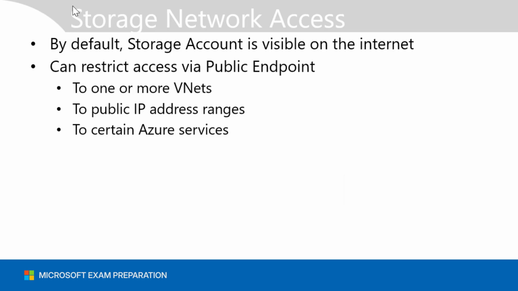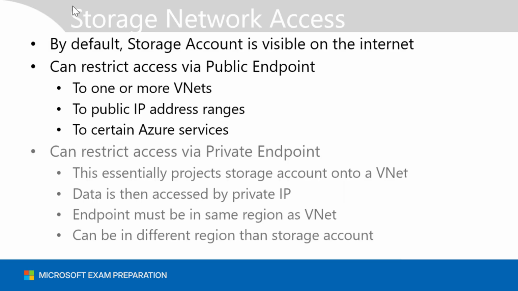The first is through what's called a public endpoint. When you set up a public endpoint, you can restrict access to the storage account for VMs on a VNet, to specific ranges of public IP addresses, or even to certain Azure services. So maybe you have a VM running in Azure that's running your web application, and you essentially want to make the storage account visible to that VNet. So a public endpoint is a way you can do that. I'll show you how to do that in a moment.